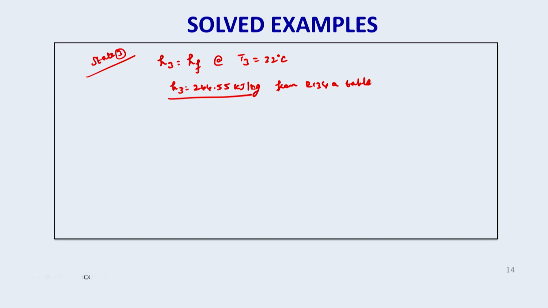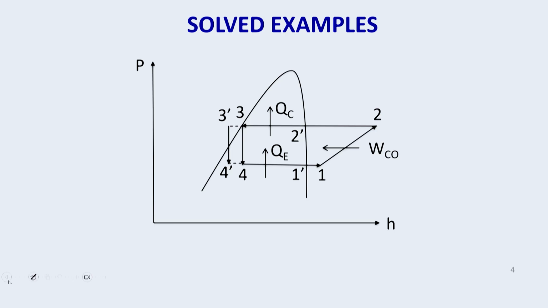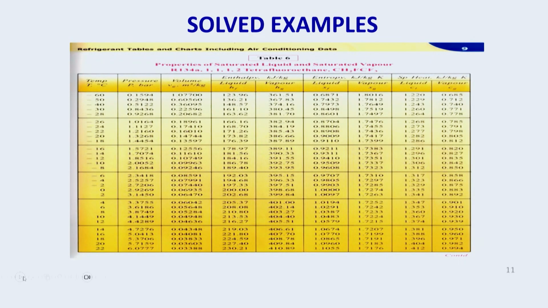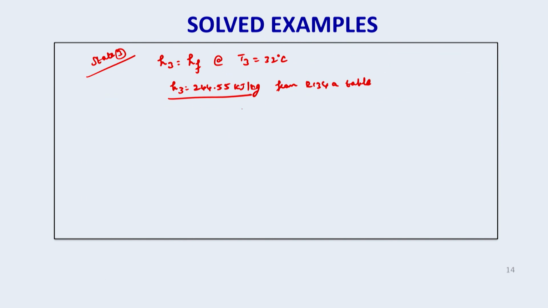Since the problem involves, apart from superheating, subcooling also, we need to find out the enthalpy at 3 dash. This procedure will be similar to the previous lecture's problem, where we solved a problem based on subcooling. This will be equal to H4 also. Anyway, now we need to find H3 dash.